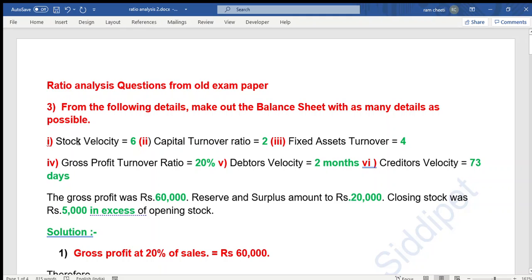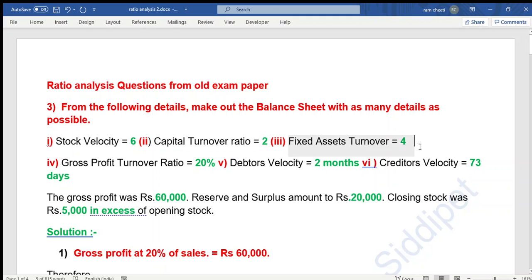So let's do this. The information given is stock velocity is 6, that is, stock turnover ratio is 6. It means that our stock has converted to sales six times in this accounting year. And the capital turnover ratio is 2, that is, if capital is 1 rupee, sales is 2 rupees. And the fixed assets turnover ratio is 4.